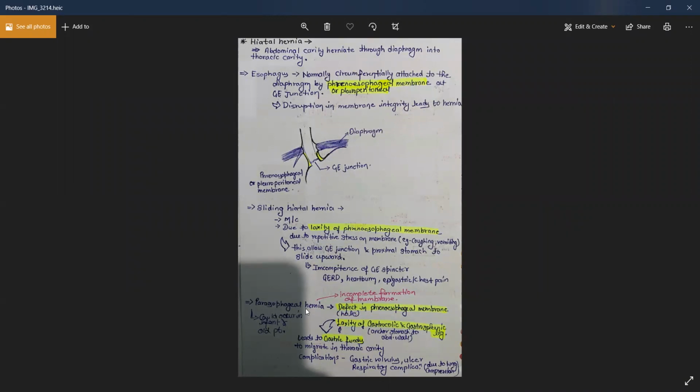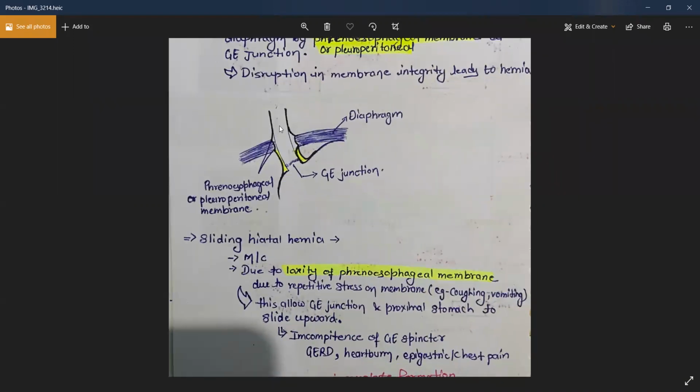It generally happens because of a defect in the phrenoesophageal or the pleuroperitoneal membrane, which is the membrane covering your esophagus and joining it to the diaphragm. We generally use the word phrenic for the diaphragm. This is a site where the esophagus joins the diaphragm. Does anyone remember the opening of the esophagus in the diaphragm? T10. Right, yes. So it is the location where this membrane is present.